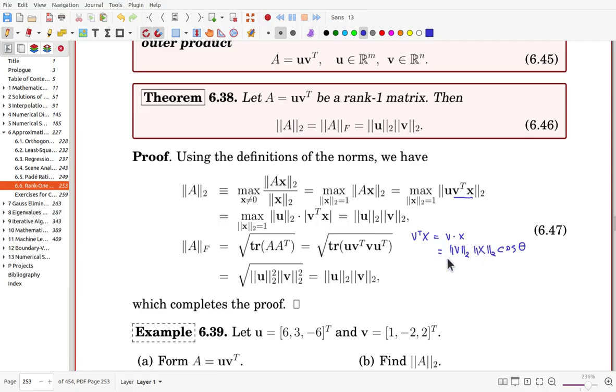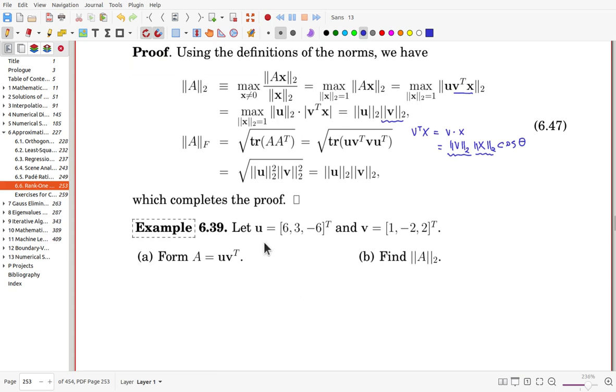Now we try to maximize this one. We know cosine theta is at most 1. So the maximum of cosine theta is 1, and the maximum value of this one is the V 2 norm. That is this one. Okay. So we proved it for the 2 norm. For the Frobenius norm, you can use the identity, and then you can see it quite easily. Just do it yourself.